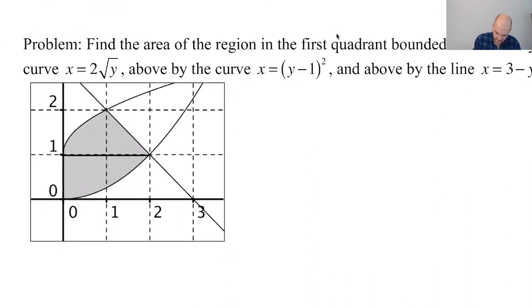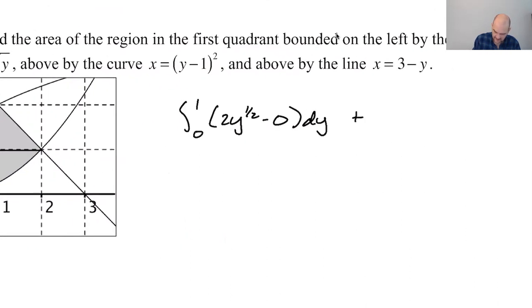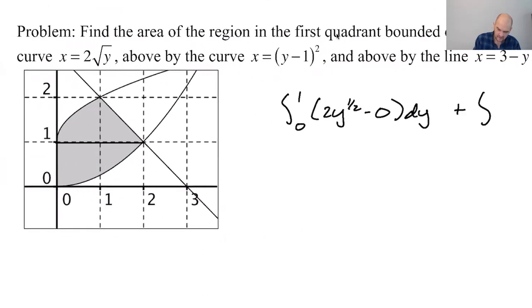So the first one, we're going to go from y equals 0 to y equals 1, from here to here. And then we do the right-hand curve minus the left-hand curve. The right-hand curve is 2y to the 1/2, and the left-hand curve is just 0, dy. And then we will add to that, going from y equals 1 to y equals 2.